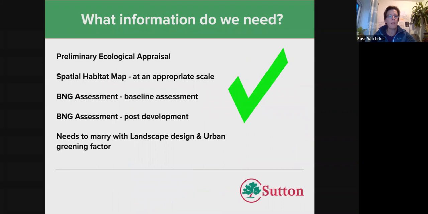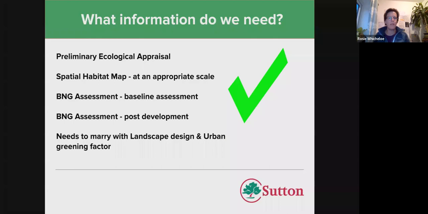So what information do we need? Well, aside from the calculation itself, which is obviously new for everyone, there's a skills gap. There's a lot of learning to do, a lot of getting used to the typologies, the different conditions and distinctiveness and how it all works. But other than that, we don't really ask for anything that would not normally be asked for. GIS maps are pretty standard, accurate and measured. That's standard stuff.